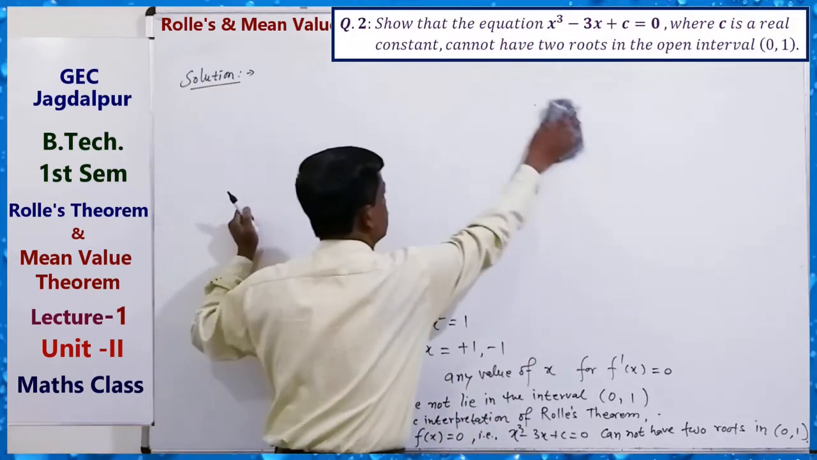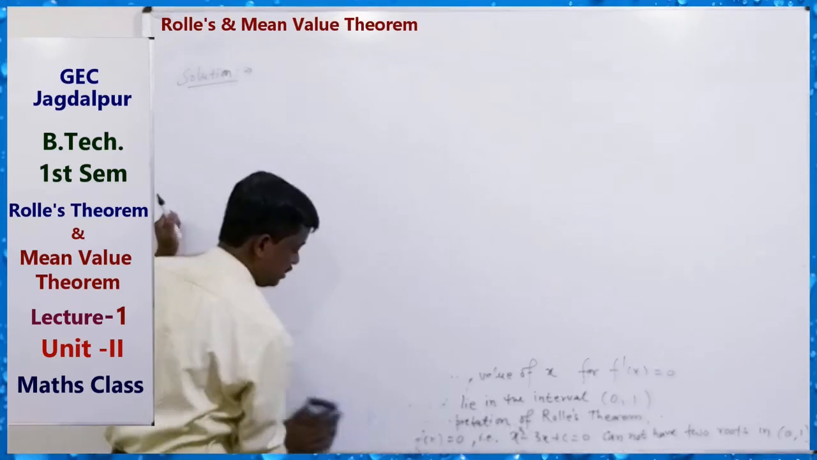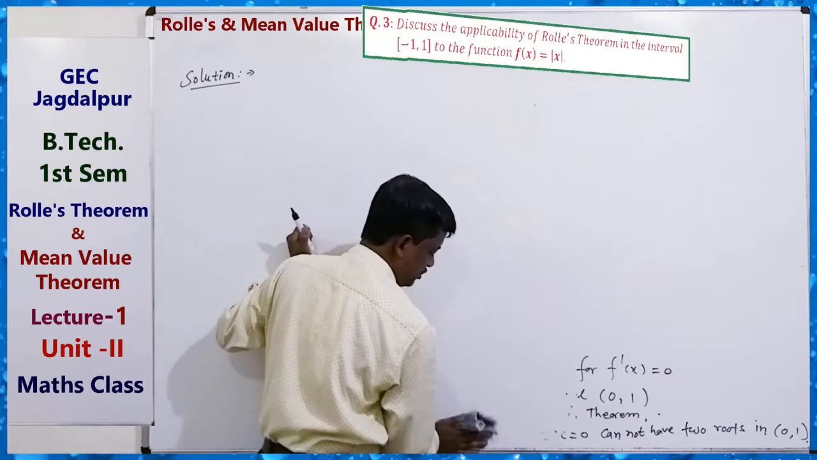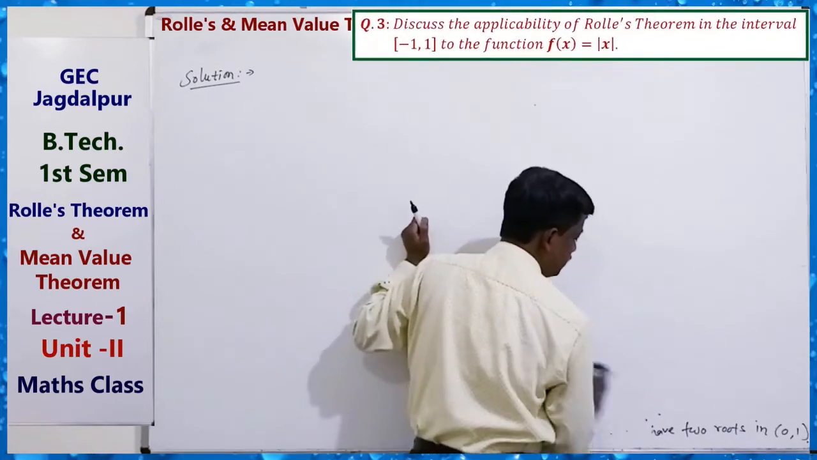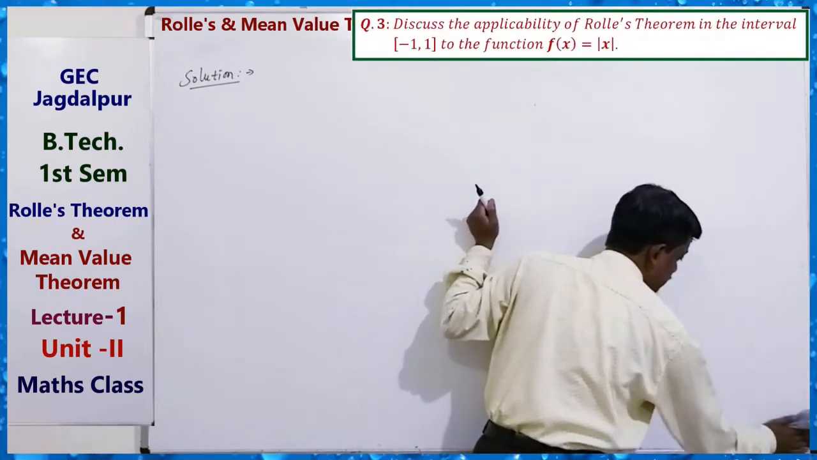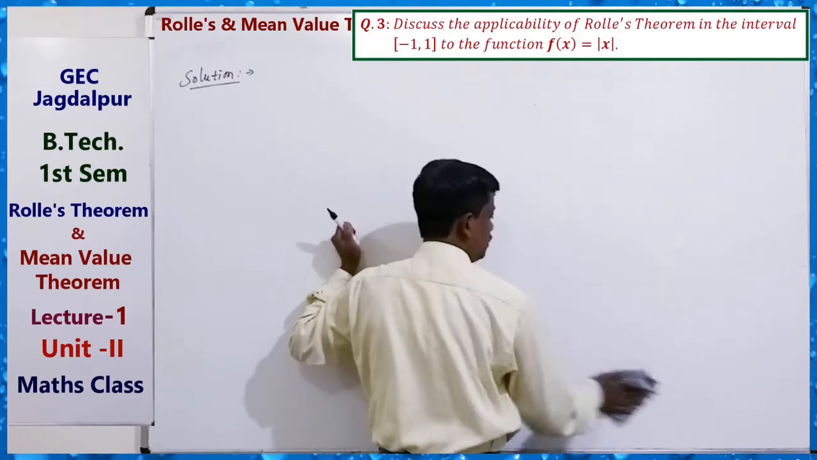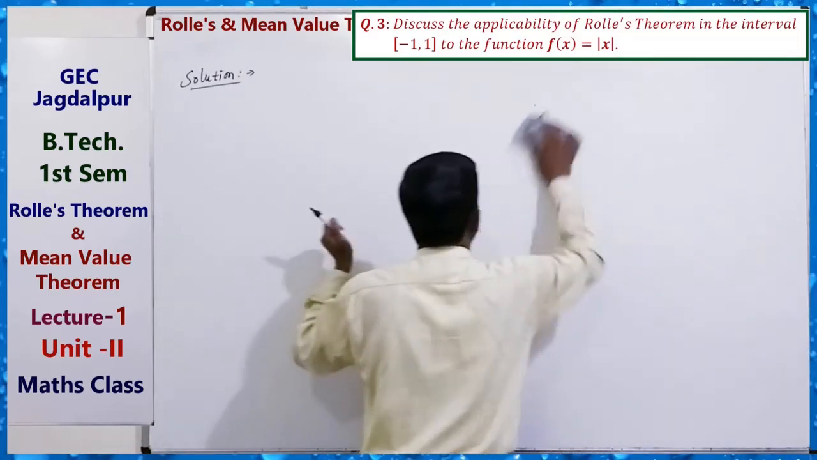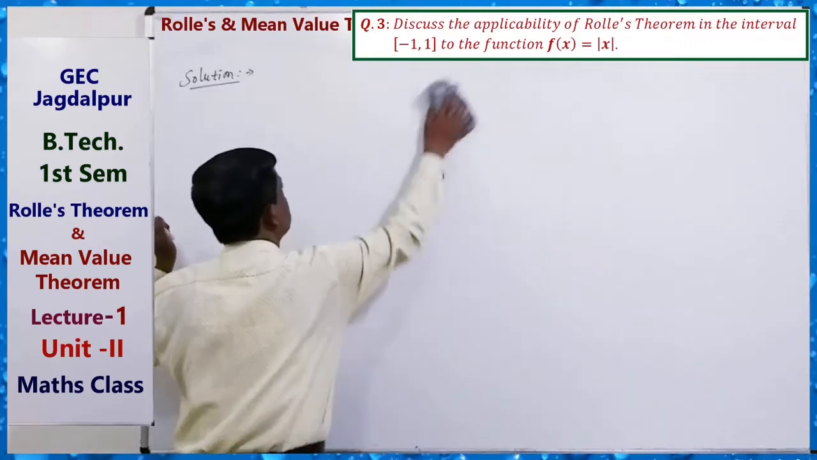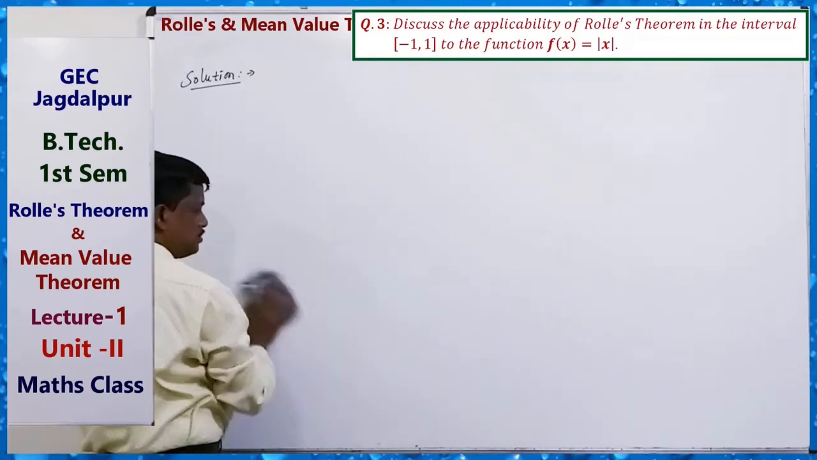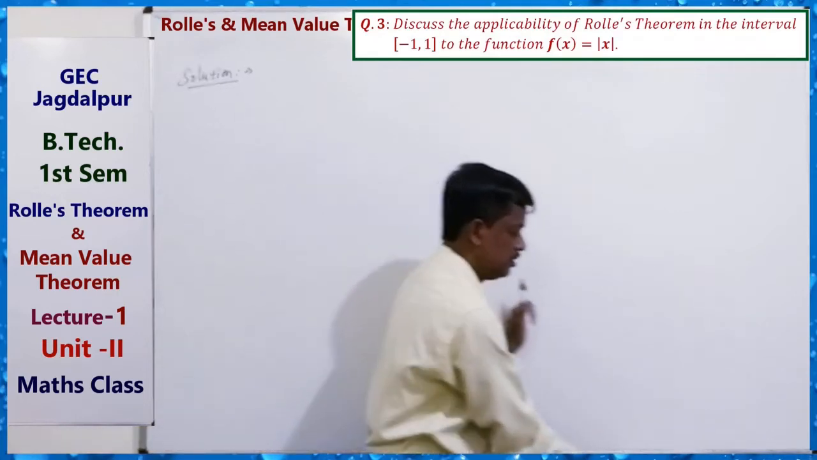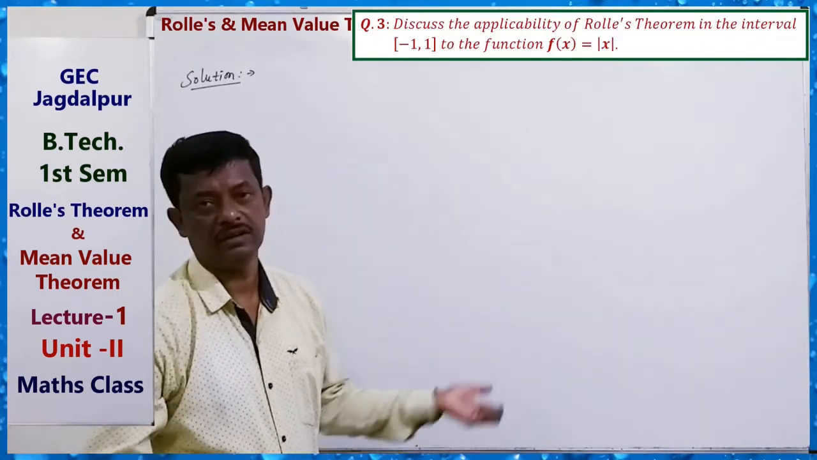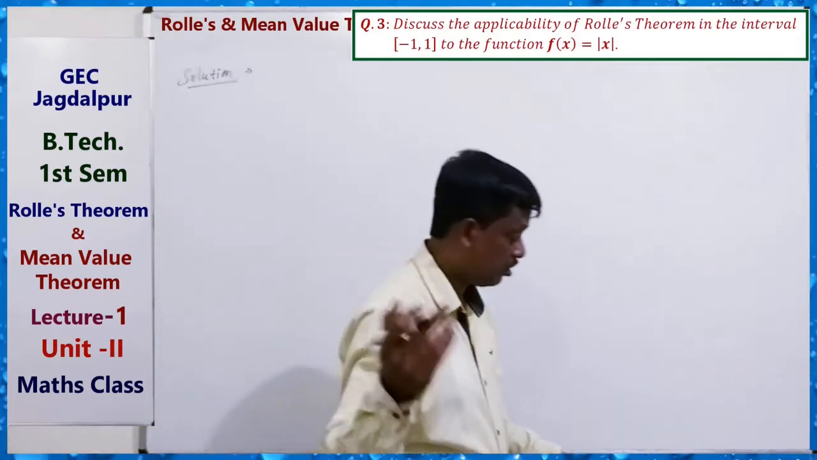Now, third question, just take another question. For verification of Rolle's theorem, you just have to find the derivative, equate it to 0, and find the value of c. c must lie in the open interval for the given interval, and the conditions must be satisfied. Then you can verify it if c lies within the interval. If not, then Rolle's theorem is not applicable.